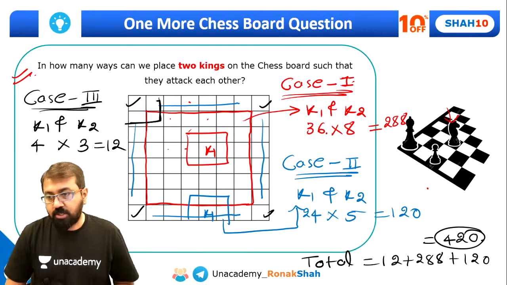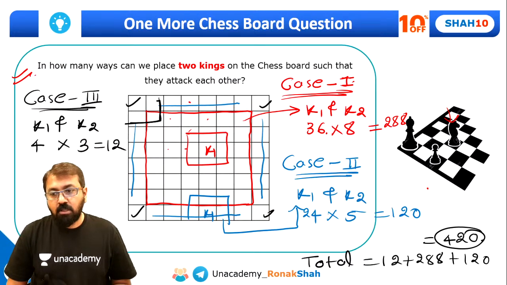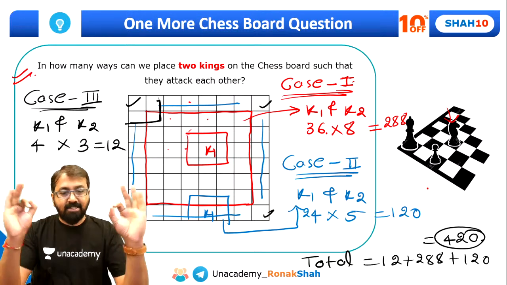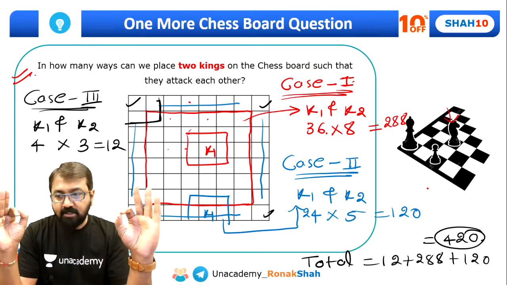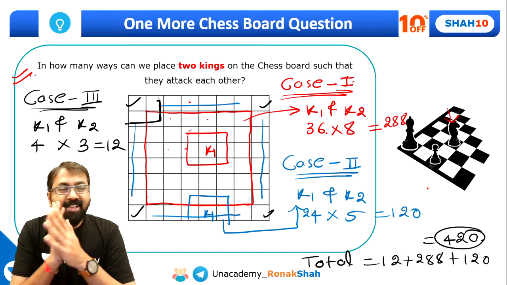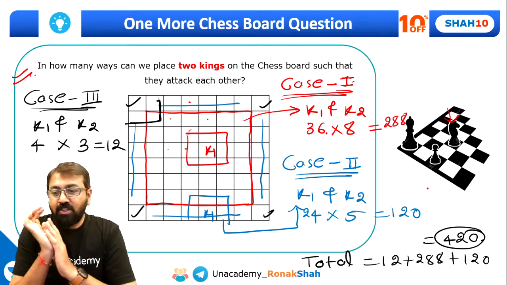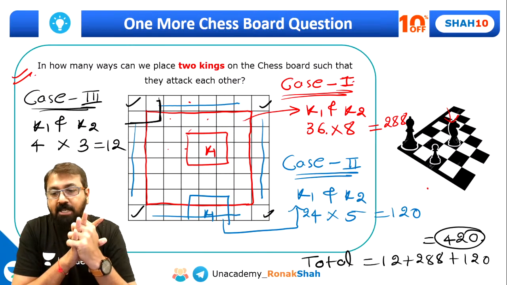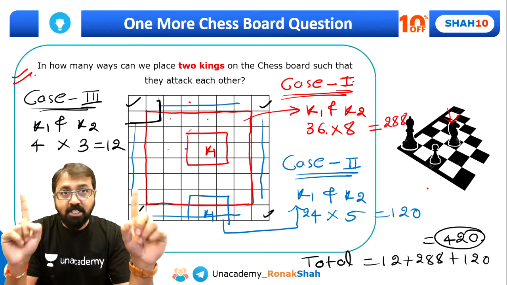Yes, Priyansh, that's correct. 420 is the correct answer. Guys, have you all understood these 3 cases? Oh, no, Avyav, they'll not be multiplied by 2. The simple reason, it's a very common confusion.